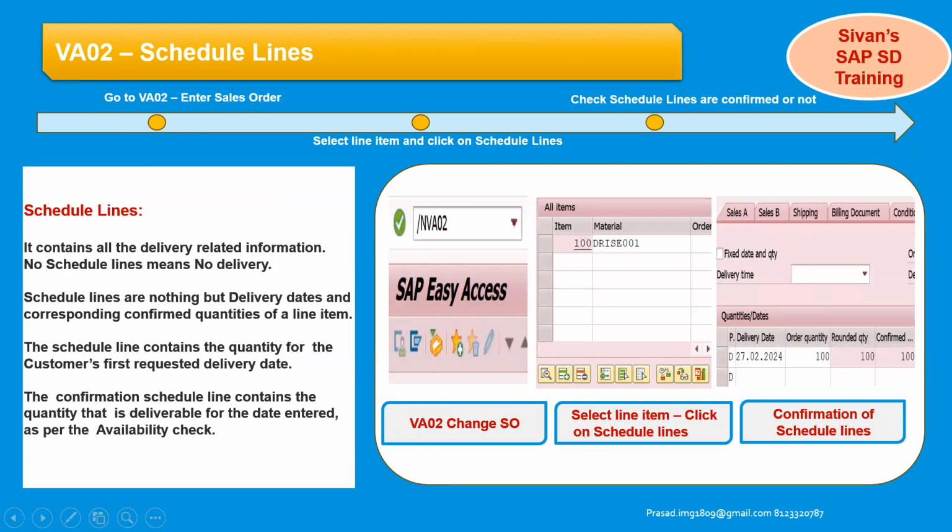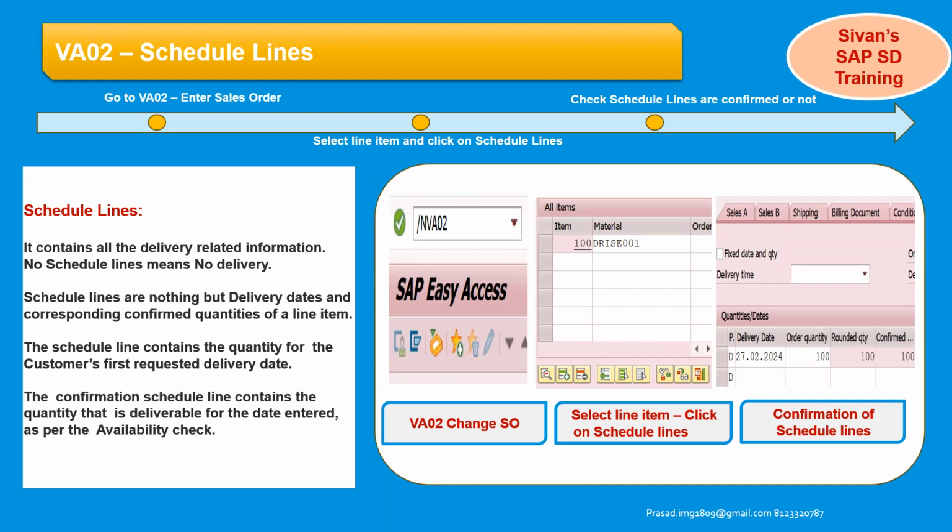Then again, go to the VA02 transaction to validate or confirm whether the schedule lines are confirmed or not as per the customer requested delivery date. Schedule lines contain all the delivery related information. Please remember one more thing: no schedule lines means no delivery. Schedule lines are nothing but delivery dates and corresponding confirmed quantities of a line item.